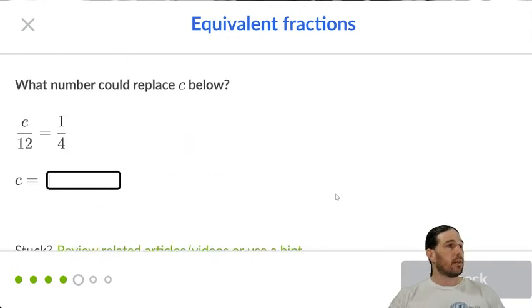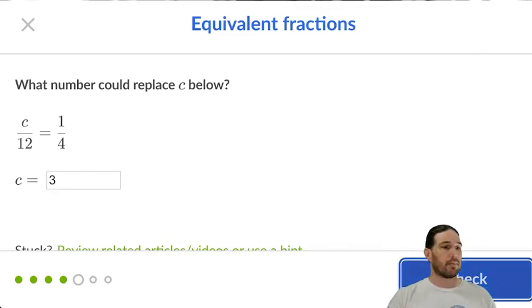Same deal. It looks like we're tripling the bottom number, right? 4 times 3 is 12. So we're going to triple the top number. 1 times 3 is 3. 3/12 is the same thing as 1/4.